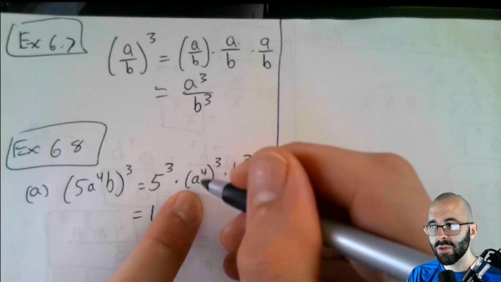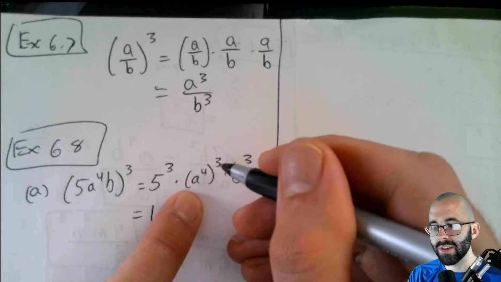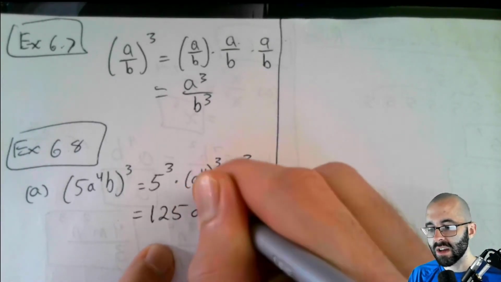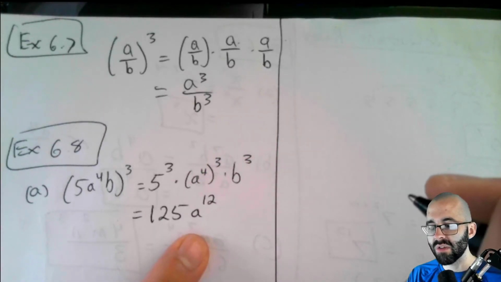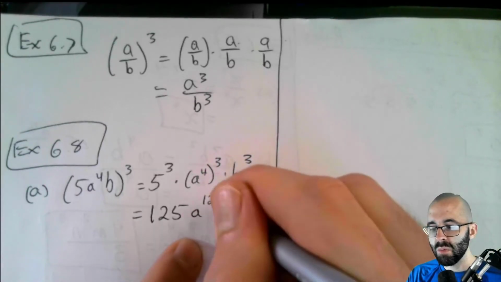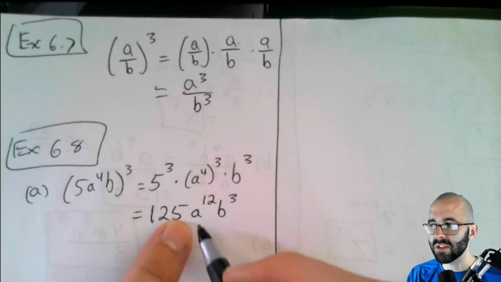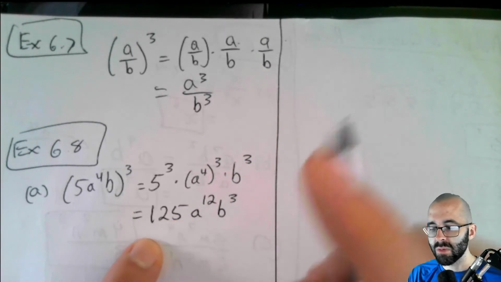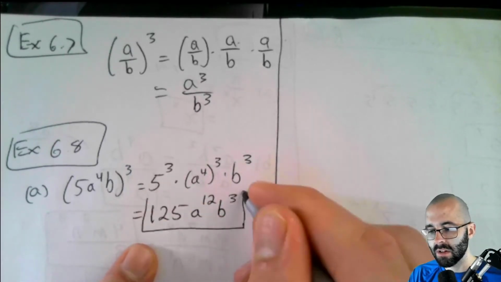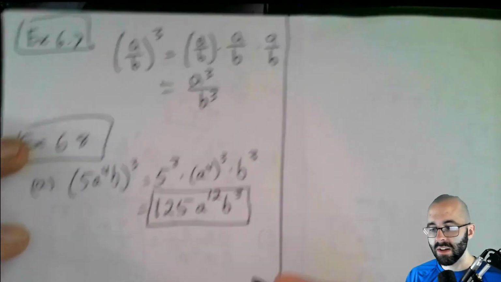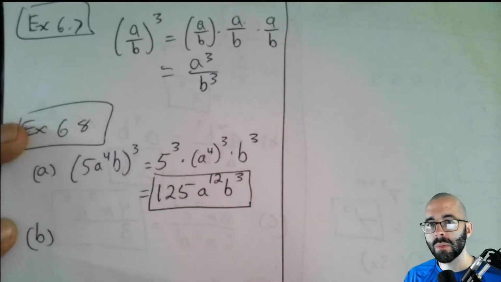We have an exponential function raised to another exponent. We multiply those exponents together, get a to the 12th. And b cubed is just kind of sitting there. We don't have to actually write these multiplication signs. We can just put them next to each other. Voila, we have our answer.